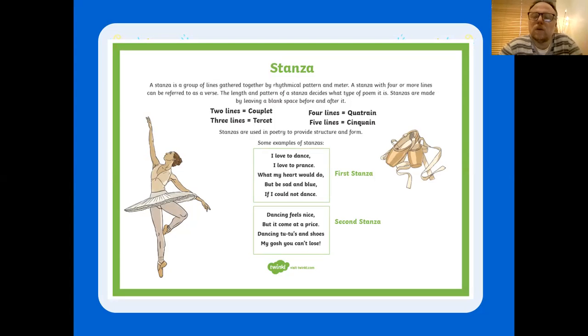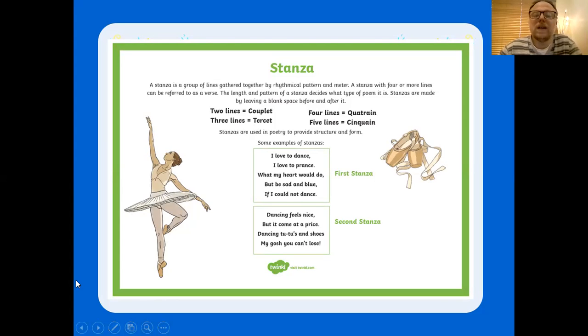So we could talk about how many verses we can see by counting the missing lines and the sections in a poem. So we've got 2 bits of this poem. Let's have a read. I love to dance. I love to prance. What my heart would do but be sad and blue if I could not dance. Dancing feels nice, but it comes at a price. Dancing to twos and shoes, my gosh, you can't lose.